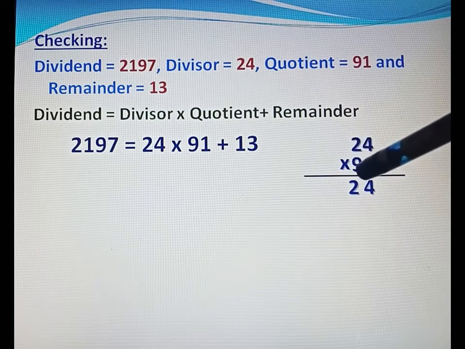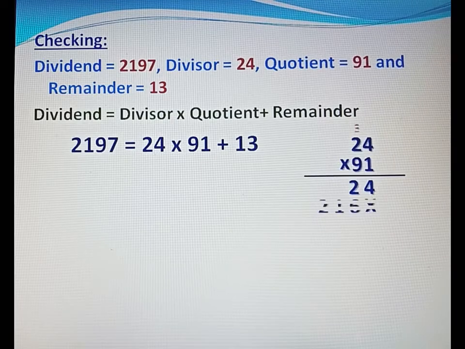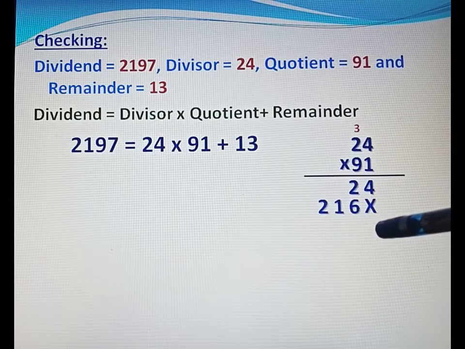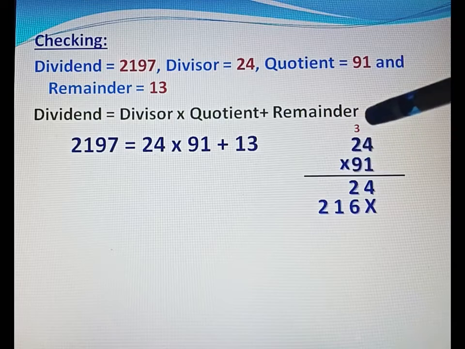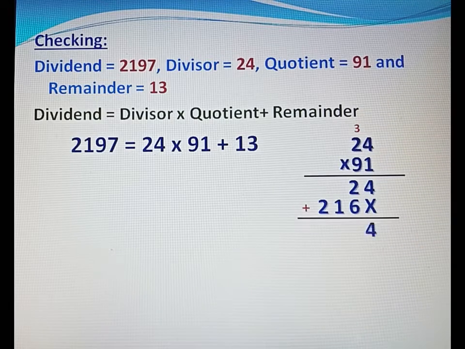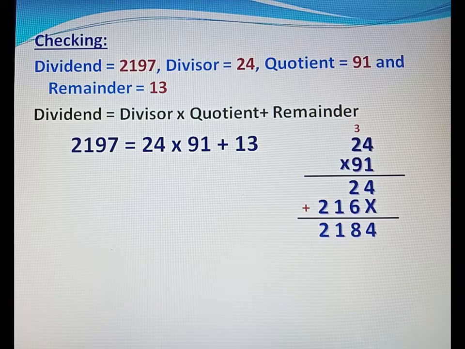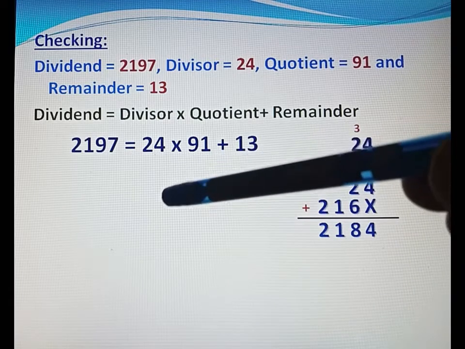This 9 is on tens place, so we will put 1 cross or 1 0, and then we will multiply 9. Multiply 9 4s are 36, 6 and 3 carry, 9 2s are 18 plus 3, 21, and then we will do addition. 4 2 plus 6 8, 1 as it is, 2 as it is. 24 multiply 91 equal 2184. Write it down.